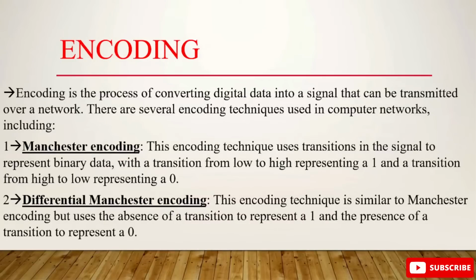So what is Manchester encoding? The Manchester encoding technique uses transitions in the signal to represent binary data, with a transition from low to high representing a 1 and a transition from high to low representing a 0. Differential Manchester encoding. This encoding technique is similar to Manchester encoding but uses the absence of a transition to represent a 1 and the presence of a transition to represent a 0.